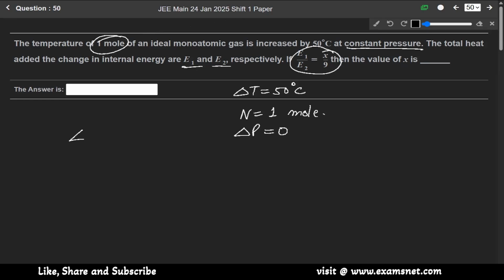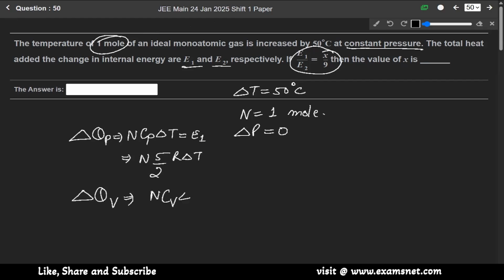Okay. We know that heat change at constant pressure will be equal to n times the specific heat at constant pressure into delta T, and it is equal to E1. So it will be equal to n, and for a monatomic gas, the specific heat at constant pressure will be 5 by 2 R delta T. And the heat change at constant volume will be equal to n Cv delta T, which is equal to E2. And it will be n, and at constant volume the specific heat will be 3 by 2 into R delta T.